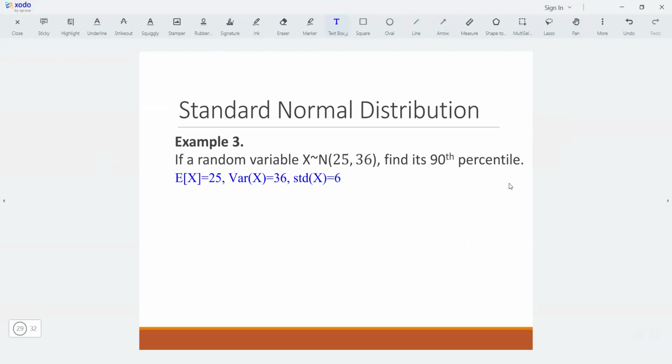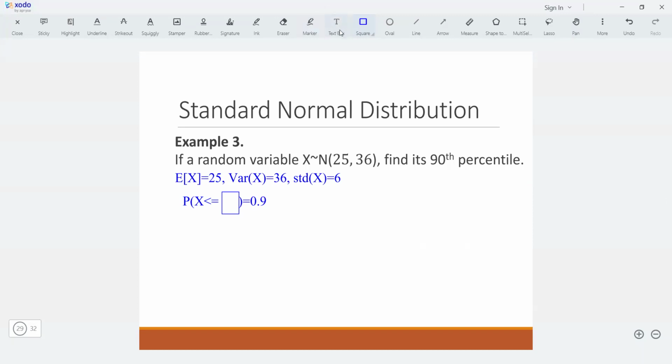Now, if we try to find the 90th percentile of the random variable X, what do we want to do? This means we try to find the value such that our random variable X is smaller or equal to something, and gives us a result of 0.9, or say 90 percent. This number is what we are looking for.